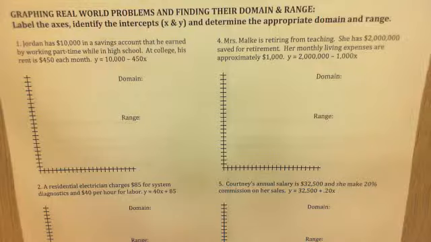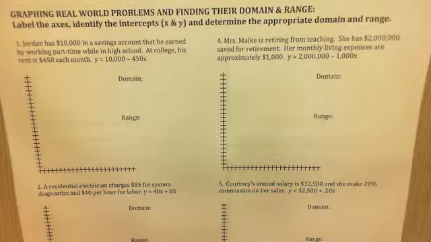Okay, so you'll notice in the instructions at the top, it asks us to label the axes, both the x and y axis, identify the intercepts, both x and y intercepts, and determine the appropriate domain and range for the given scenario. Now, I'll be the first to admit, domain and range is a little bit tricky when it comes to this. Some will be easier than others, but you may have to give it some real thought to decide what's the most fitting domain or range for the given scenario.